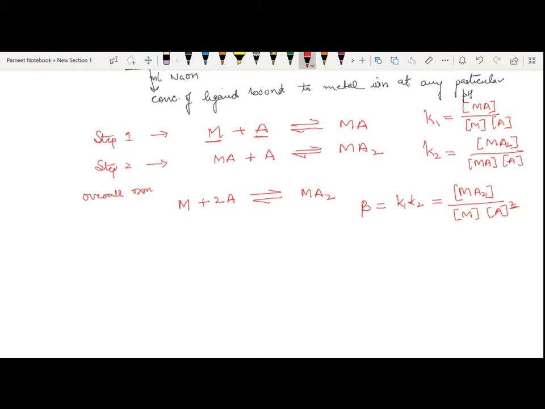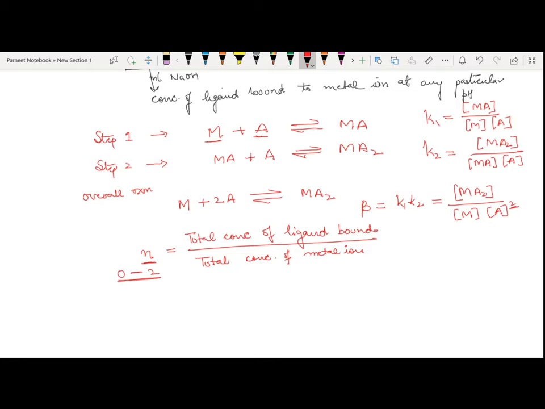So if I want to calculate this n, because this will give me the information about the ratio in which these two are combining. ठीक है? It will be equal to total concentration of ligand bound divided by total concentration of metal ion. In our case, the maximum value of n can be 2 and it can range from 0 to 2. ठीक है, हमारे केस में n की वैल्यू 0 से 2 के बीच में लाई कर सकती है.